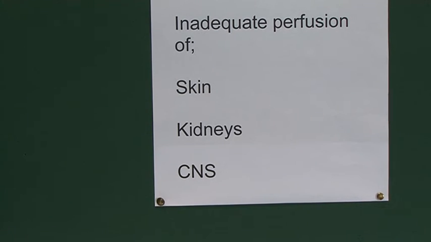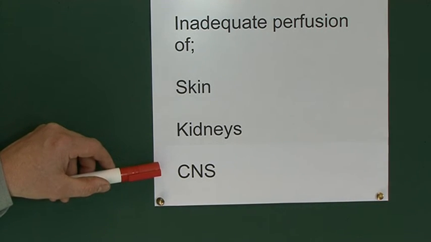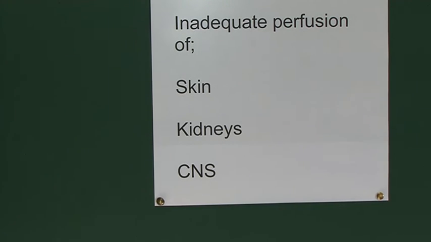And as this gets worse, the patient becomes confused, possibly disorientated, and as it gets worse still, they become lethargic, and as it gets worse still, the level of consciousness will start to reduce. So as the brain becomes hypoperfused, first there's increasing levels of anxiety, then there's confusion, then lethargy, then reduction in the Glasgow Coma Scale.